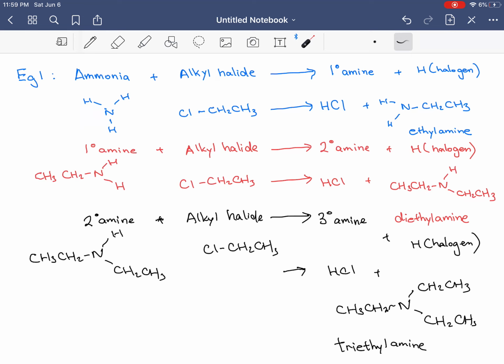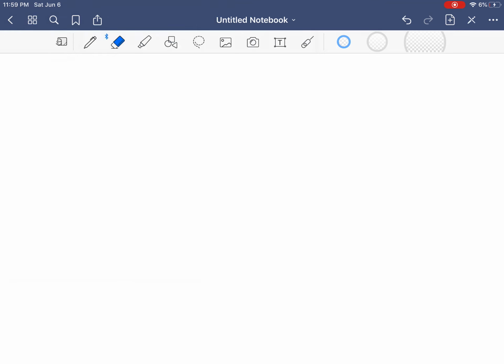Let's practice. All right, let's take a look at example 2. Example 2 is important. This type of reaction is called amide formation.